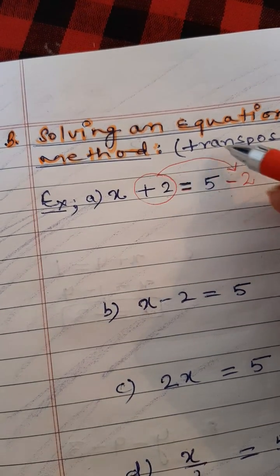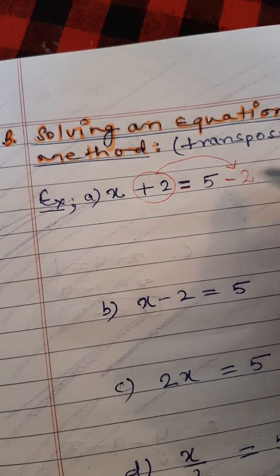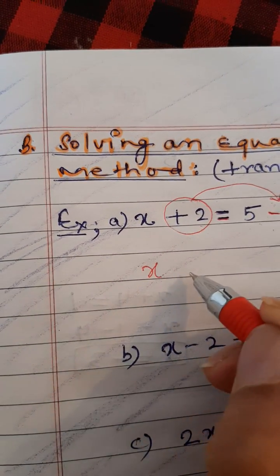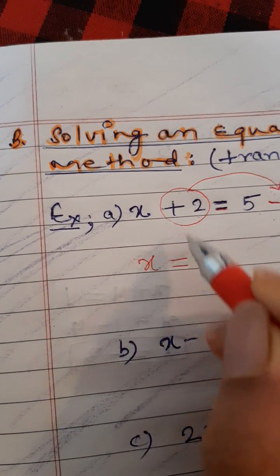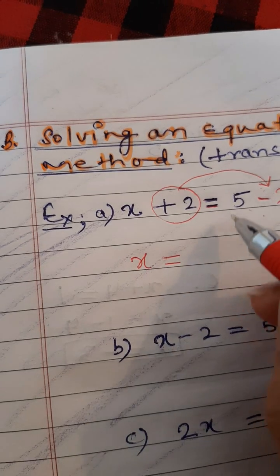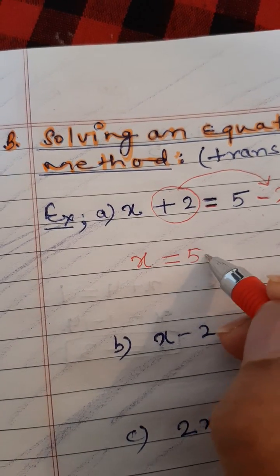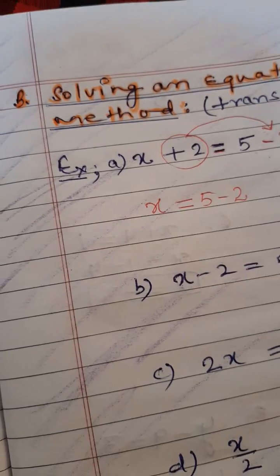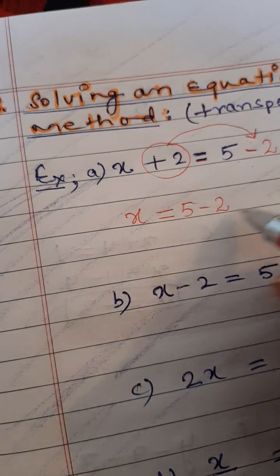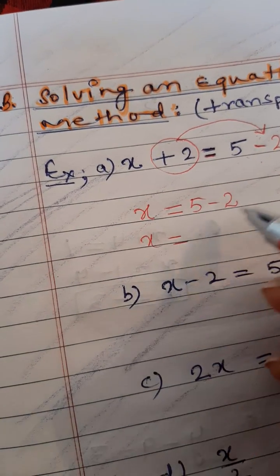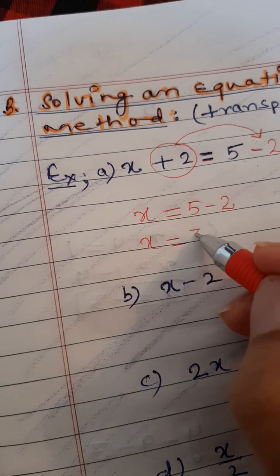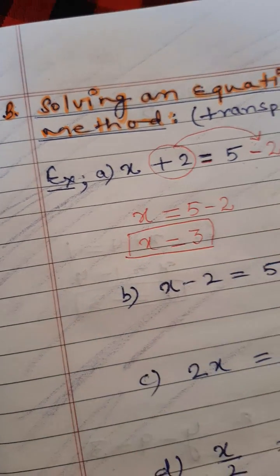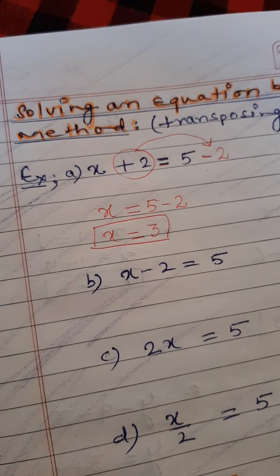We will take this and bring this to this side. Now it will be x is equals to, because this 2 has gone to this side, 5 minus 2 it will become in the second step, and then solve it. Here x is equals to 5 minus 2 is 3. So x is equals to 3 is the answer here.